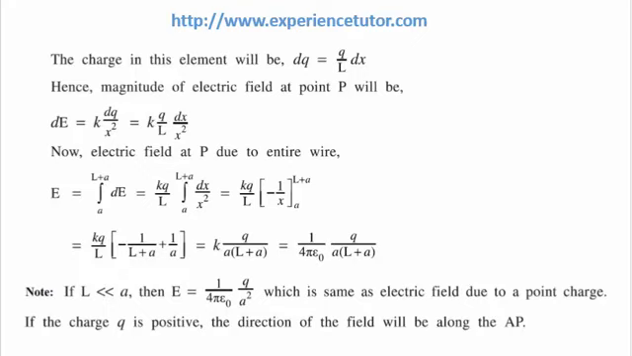Note, if L is much less than A, then E = 1/(4πε₀) q/A², which is the same as the electric field due to a point charge. If the charge q is positive, the direction of the field will be along AP.